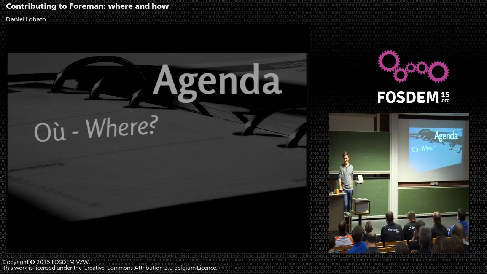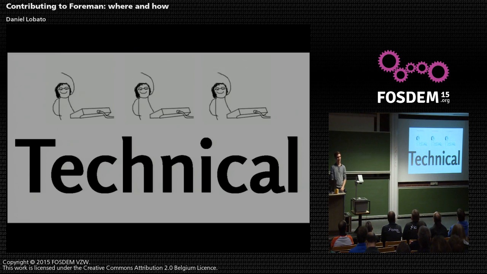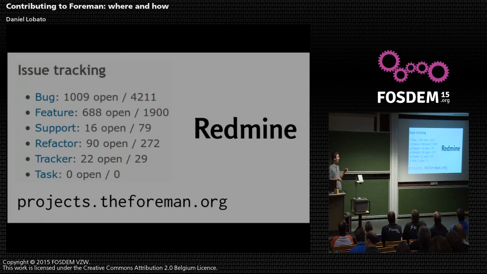where? Let's start with the most obvious one, technical contributions and how to do them. Our process is very simple. We have a public issue tracker, the URL right there, projects.theforeman.org. You can create issues if you use Foreman and you want to tell us that something is not working as it should, or something like that. You go there and tell us.